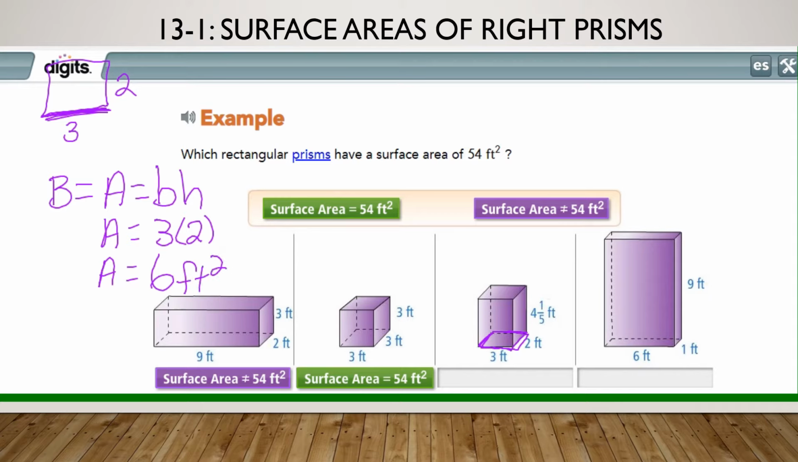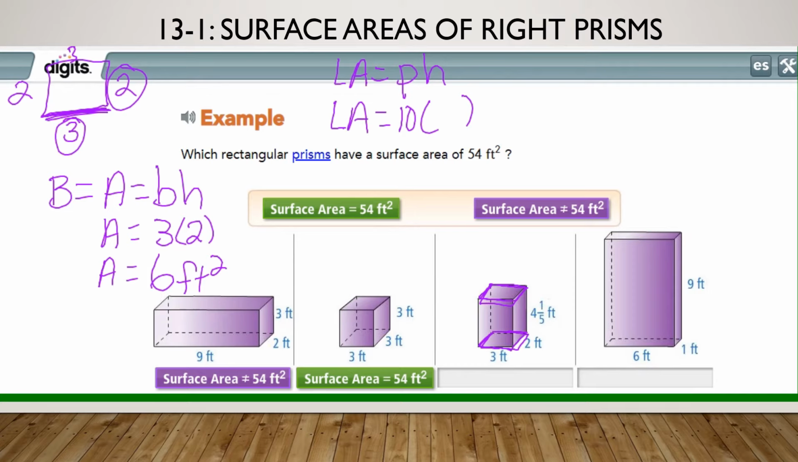Now I have to find the lateral area. So lateral area equals perimeter of the base times the height of the prism. Now I'm going to figure out what the perimeter of the base is. Again, to find perimeter, you're just adding up all the sides. 3 plus 2 is 5, times 2 is 10, so the perimeter of the base is 10. Now the height of the prism, remember, that's the distance between the two bases.